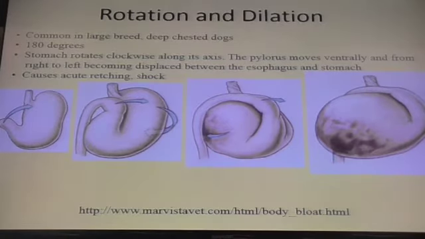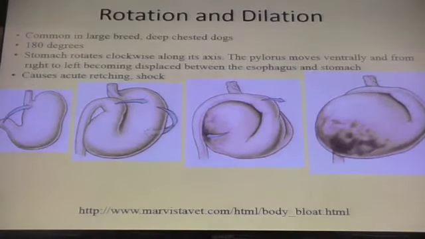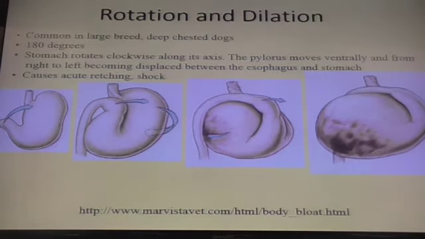So what does that look like on an image? Okay, thank you. So the pyloric antrum is on the left side, and the fundus is on the right side. Now that's easy to say, and it's easy to see on this image. But when a patient is presented on emergency duty, sometimes it's difficult to tell if it's gastric dilatation versus GDV.